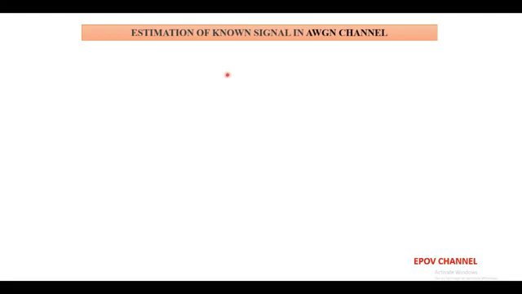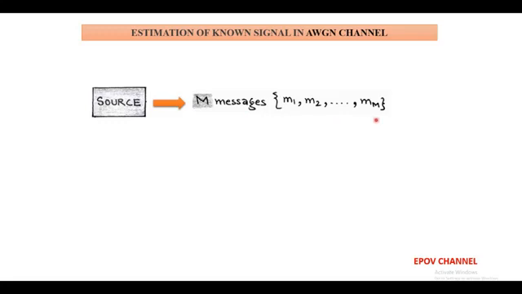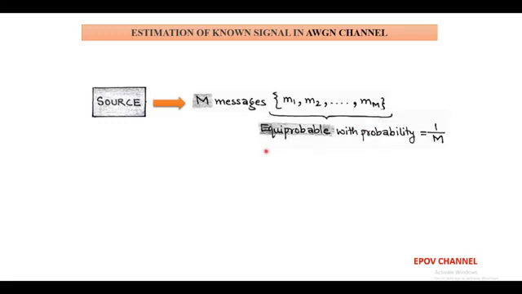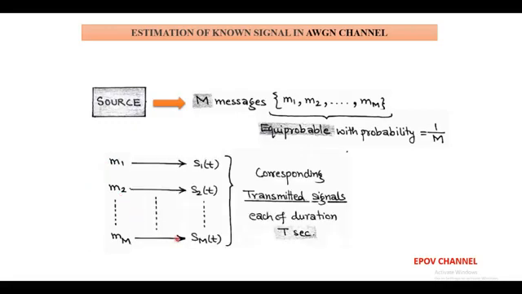Hello friends, next we are going to discuss estimation of known signal in additive white Gaussian noise channel. For this, in a digital communication system, let us consider a source producing M messages, that is m1, m2 up to mM. Here each message is equiprobable with probability of 1 by M. Also, each discrete message gets converted into a corresponding transmitted signal, each of duration T seconds.